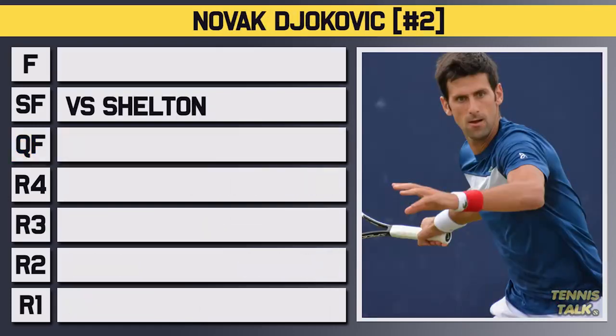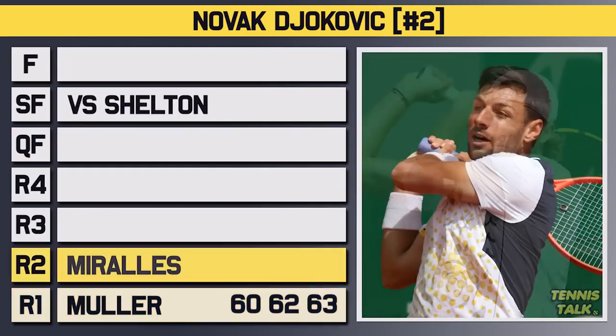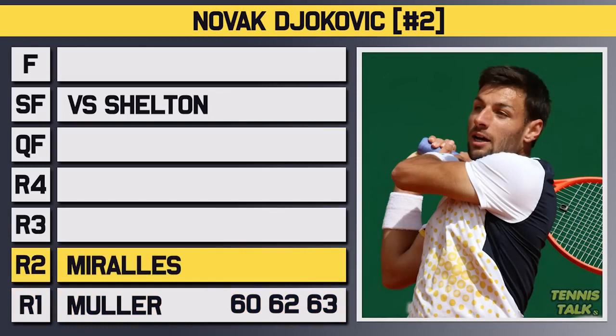Djokovic started the tournament as the number 2 seed and would take on Muller in the first round. There's no problem getting through in straights, 6-love, 6-2, 6-3. In the second round, he'd take on Marias. And again, no problem getting through in straights.